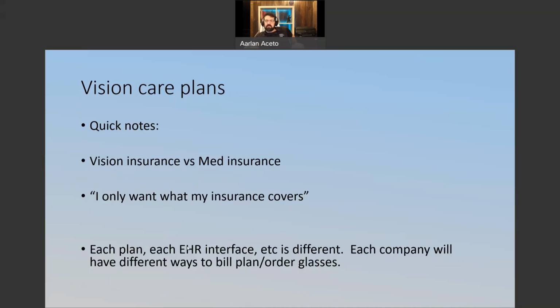Again, this is the issue. If you work for LensCrafters, Walmart, private practice, for every plan you have to go to IMED's website, VSP's website, Spectera's website, Davis's website. You may have multiple different EHRs, electronic health records. Each company has a different way to plan or bill or order, so you're going to have to go through their training to see how they do it in particular. But this is very, very important to understand.